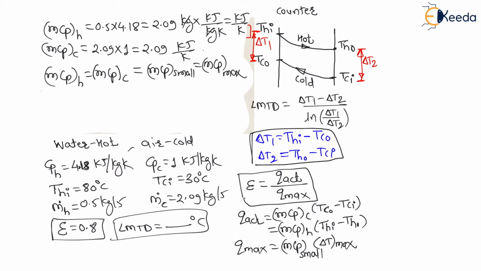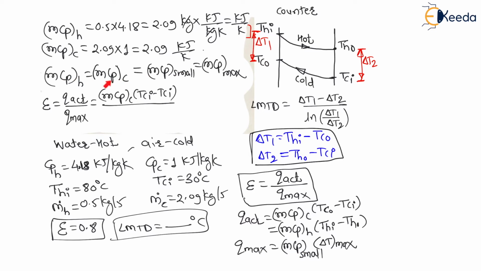Now, my dear students, with the help of this effectiveness formula, the effectiveness of the heat exchanger becomes Q actual divided by Q maximum possible. For Q actual, I write mCp of cold into TCO minus TCI. Then in the denominator, for Q maximum, let us use the minimum mCp as mCp of cold.